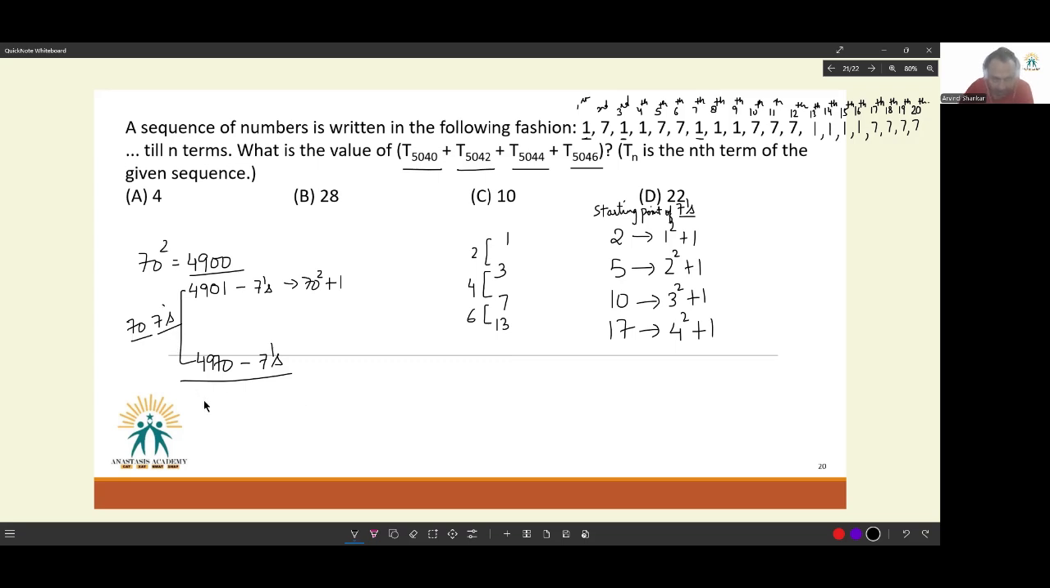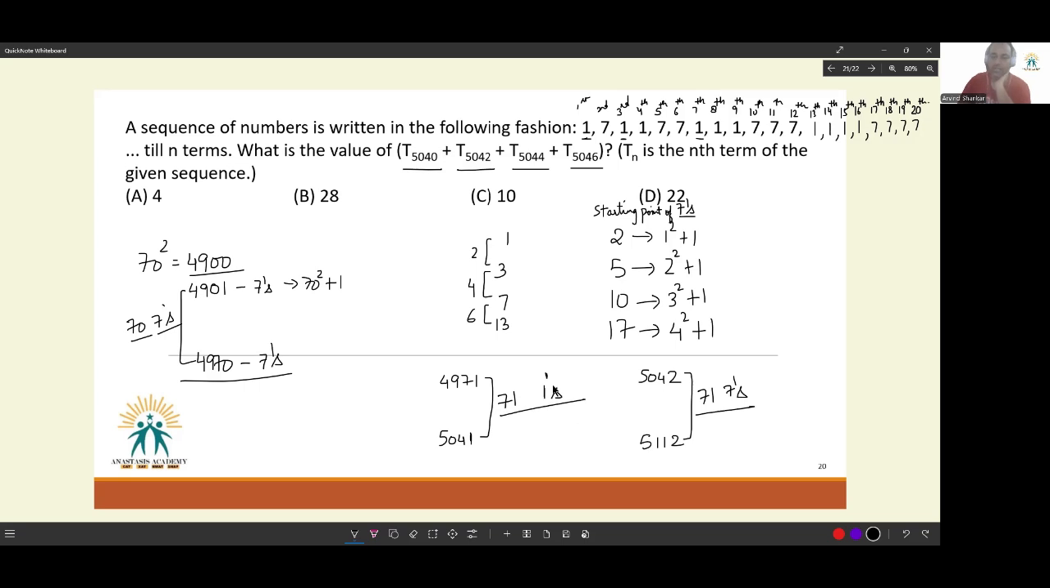After this, I will have 71 ones. So from 4971 to 5041, I will have 71 ones. And from 5042, I will have to go 71 further. 5041 plus 71 will be 5112. In this range, I will have 71 sevens.